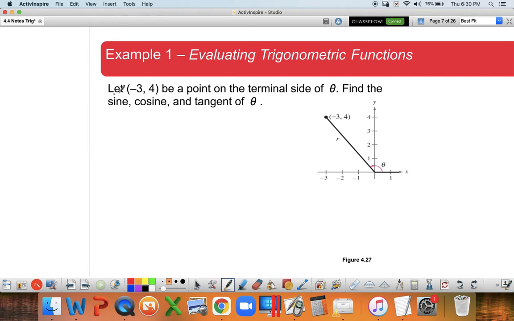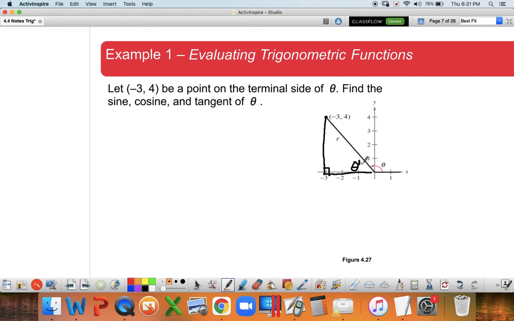And it starts out like this. This is how these questions are asked. So let negative 3, 4 be a point on the terminal side of theta. So here's our angle theta here. Find the sine, cosine, and tangent of our angle theta. So even though this is our theta angle, the right triangle that we're going to draw to the x-axis is on this side. So that means we're going to use what is called the reference angle.